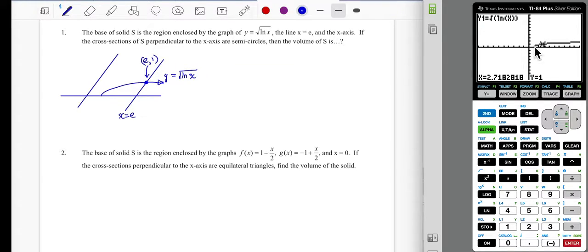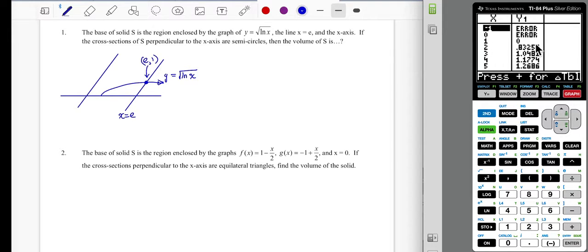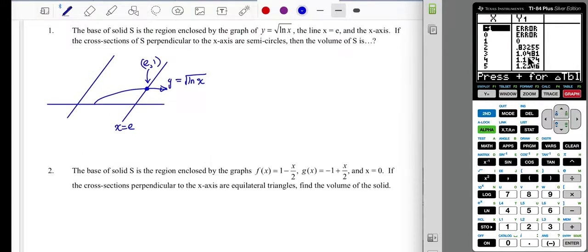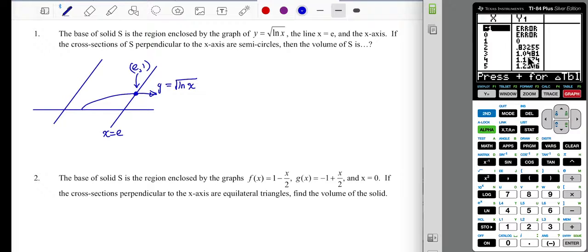It looks like we have an x-intercept here at 0. You can verify that. I'm sorry, at 1. Of course it's at 0 in terms of y. All right. So what I need here, again, cross sections perpendicular to the x-axis is going to be a set of semicircles.